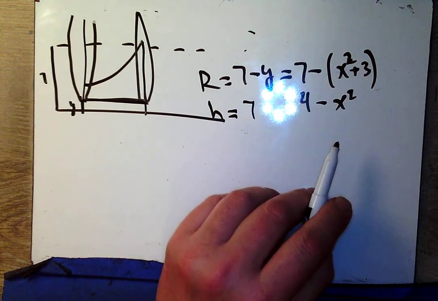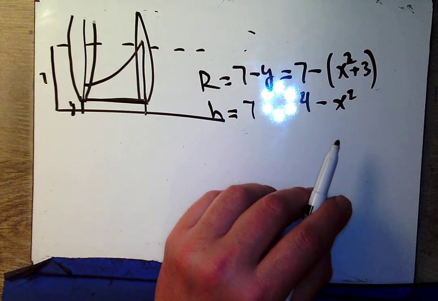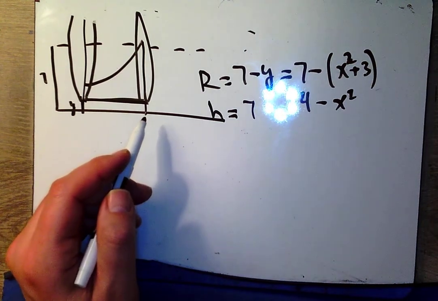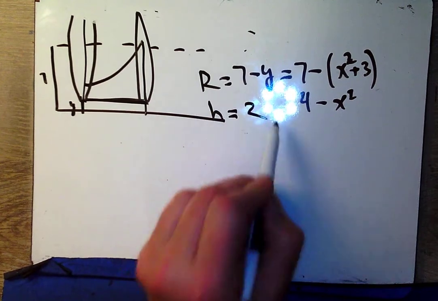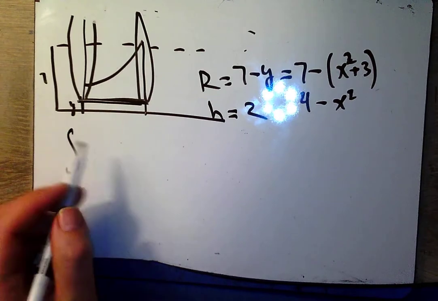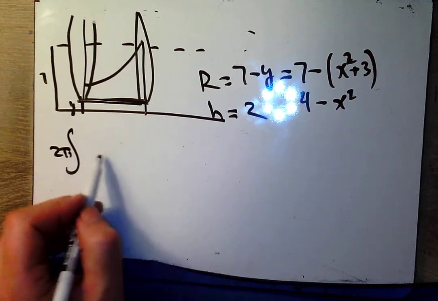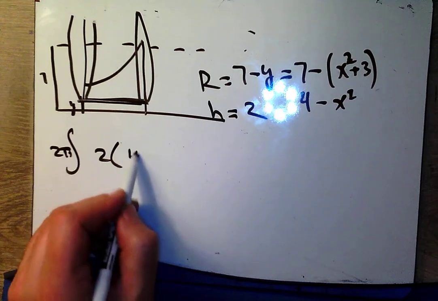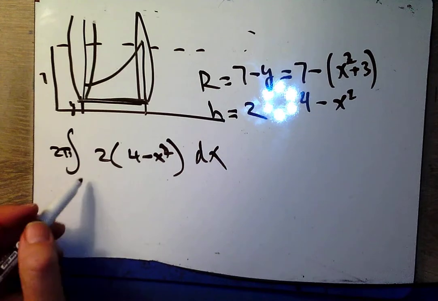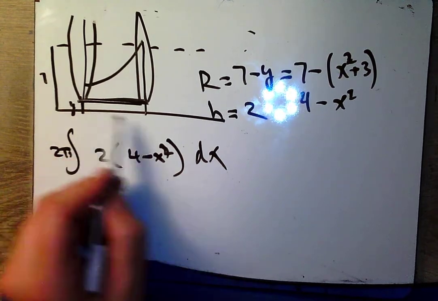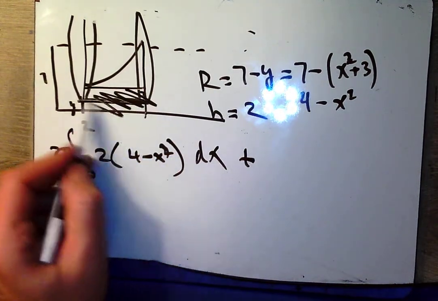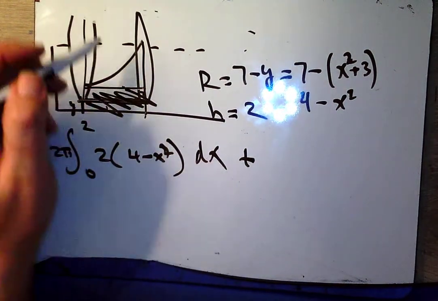H equals, 0 to 2. This height is 2. Okay, so first integral, 2 pi times 2 times 4 minus x squared dx, and that's going to be good from 0 to 2, plus, like that's just taking care of all that. Now we have to do this part up here.